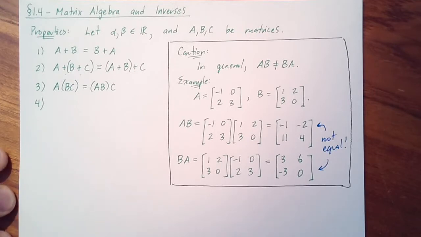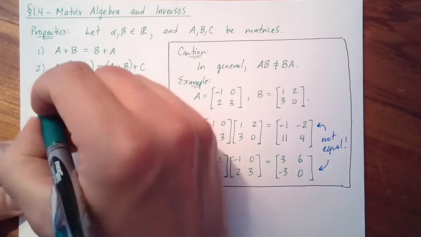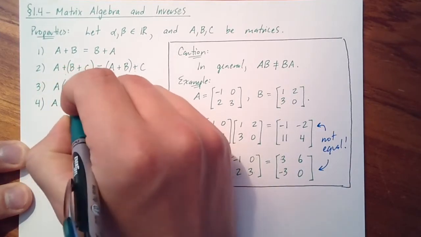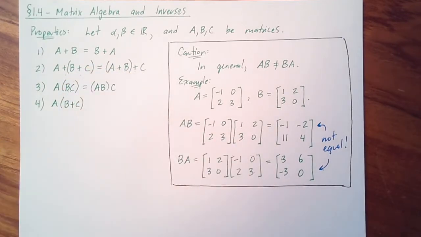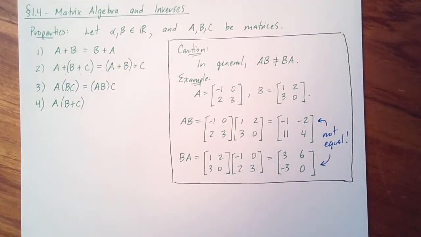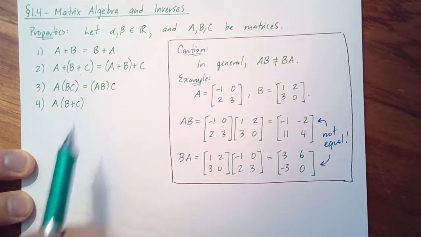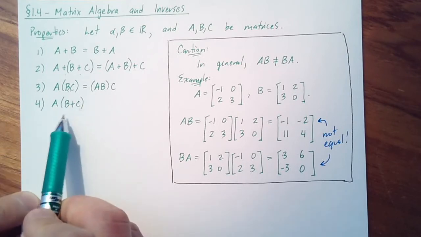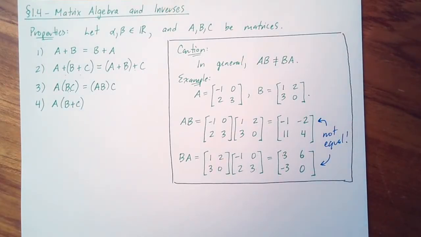And here's what I mean by that. Let's say I have a matrix A and I want to multiply it by the sum of these two matrices B and C. Well, one option is to perform this addition first. Once you've figured out what B plus C is, then multiply it by A and work out the result.